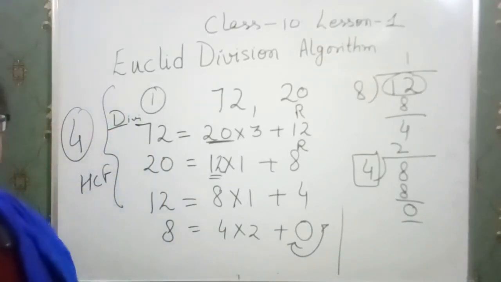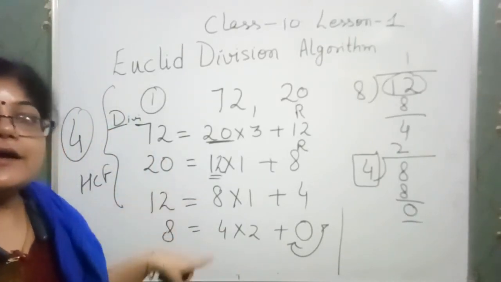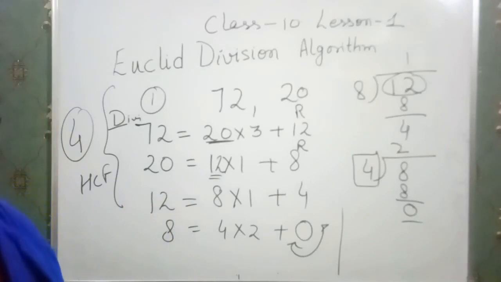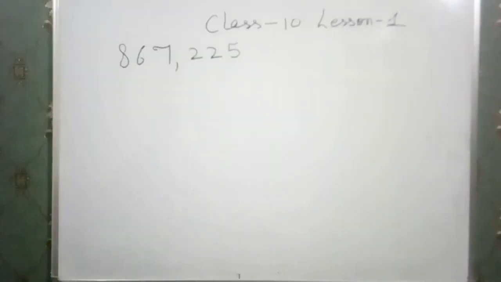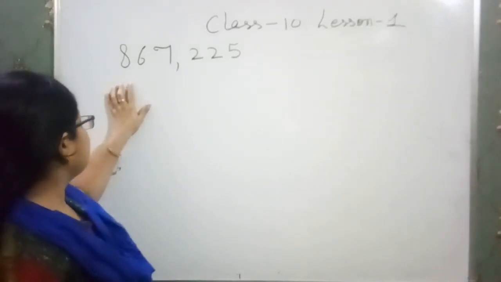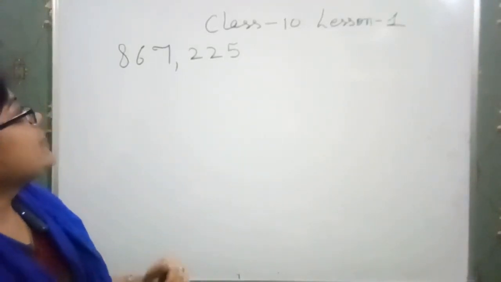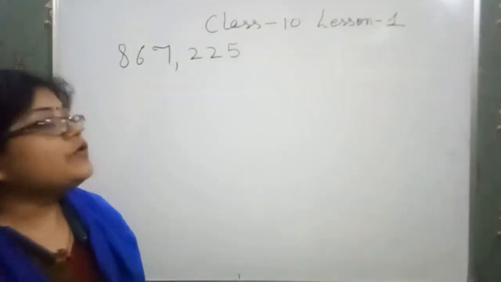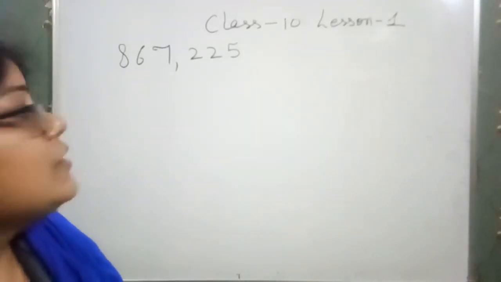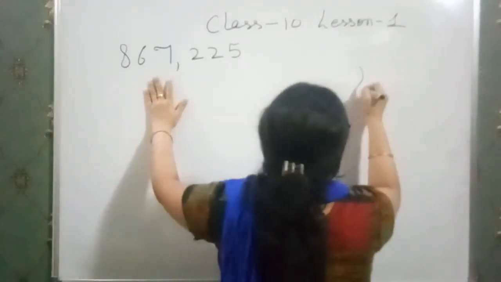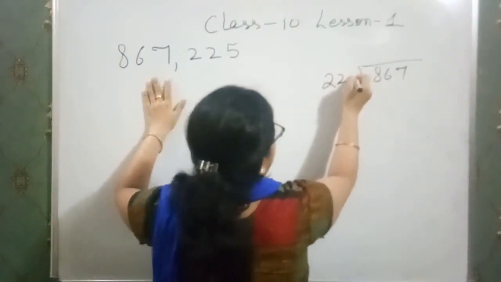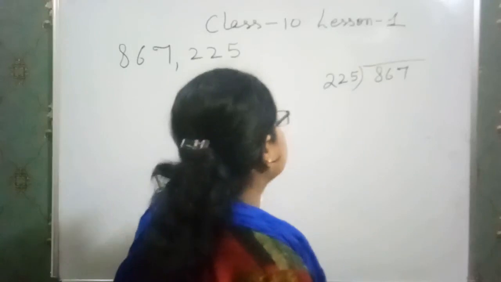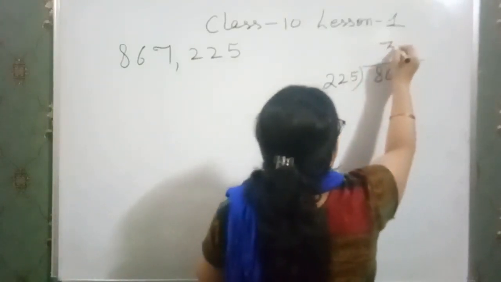Okay, I am going to explain it again by taking some more examples. Just watch it carefully. Okay, so there's another question by which we are going to learn how to find the Euclid division algorithm. So just take 867 inside your box and 225 here. Now divide it by 3.